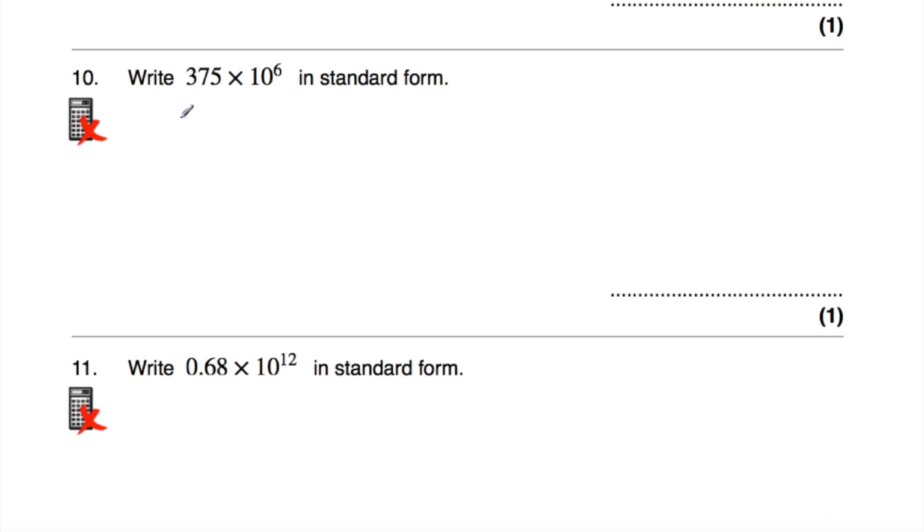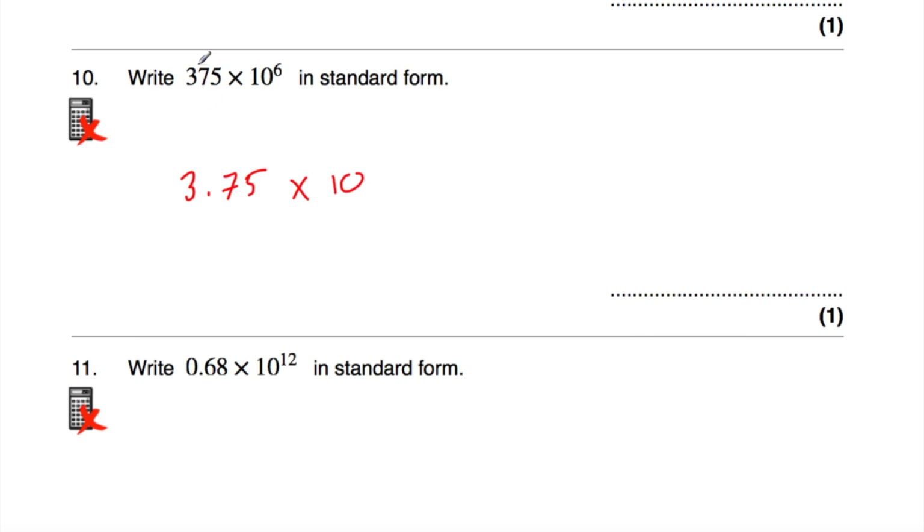Question number 10, we've been asked to write 375 times 10 to the power of 6 in standard form. Now this number is not in standard form. It looks like it because we've got the times 10 to the power of 6, but the number at the front isn't between 1 and 10. So what we would need to do is, if we had 375 times 10 to the power of 6, the number at the front should be 3.75 because that's a number between 1 and 10. And then we're going to have times 10 to the power of.